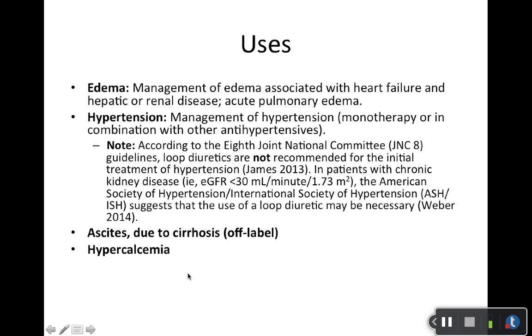Uses here, please read through all of these that I have listed. You'll remember from the cardiology module, they can be used for hypertension, but it's not recommended for initial treatment. Please make sure you remember that from previous. And then edema, and hypercalcemia; ascites due to cirrhosis is an off-label use. For hypercalcemia, some study textbooks say loops lose calcium. This is one instance where a loop diuretic will be given with IV saline because of its profound diuresis. It helps excrete the calcium, but you also don't want to dry a person out.